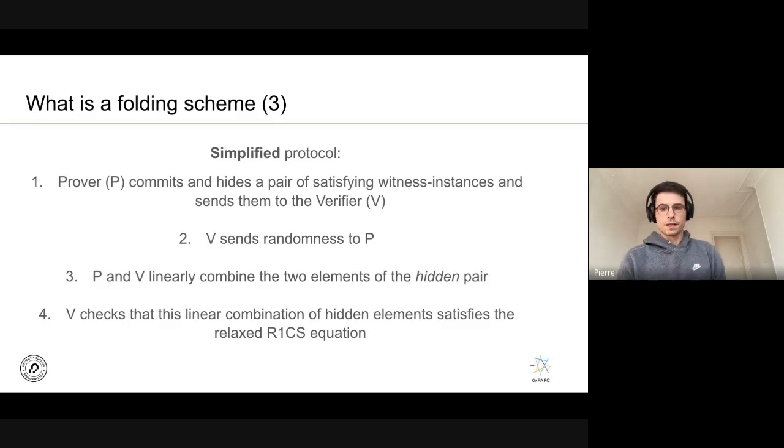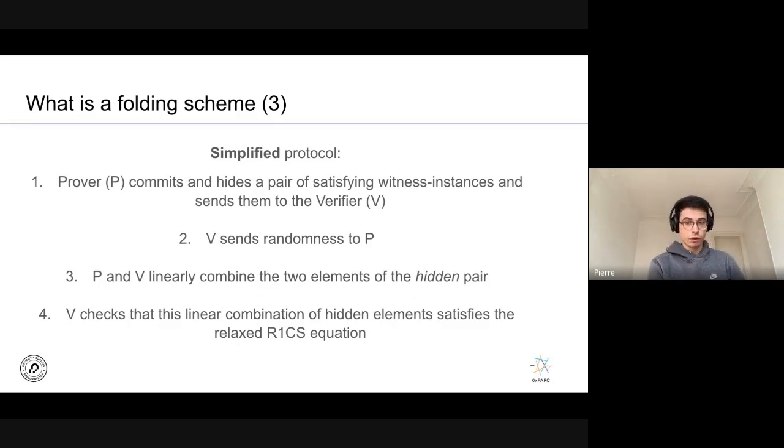Okay, so now that we have those three ingredients, we can have the folding scheme protocol ready. So here is the simplified protocol, how it works. It's very easy. This is interactive between the prover and the verifier. You can make it non-interactive using Fiat-Shamir. And it works this way.